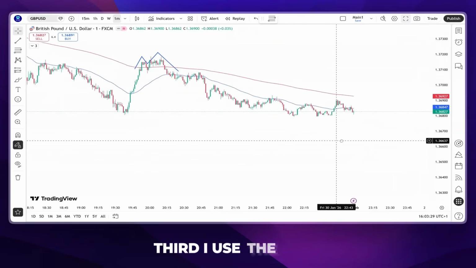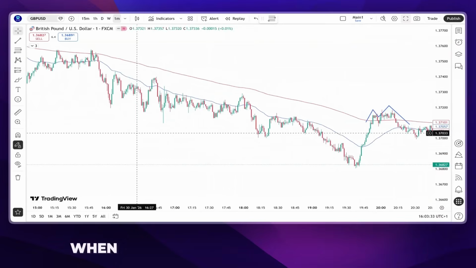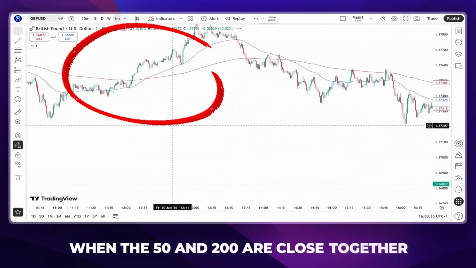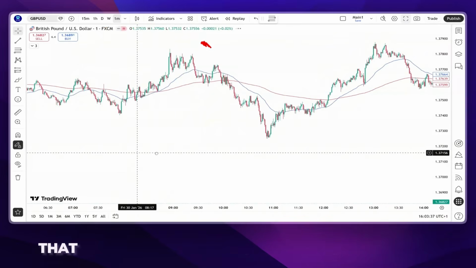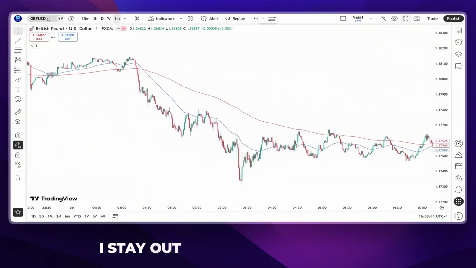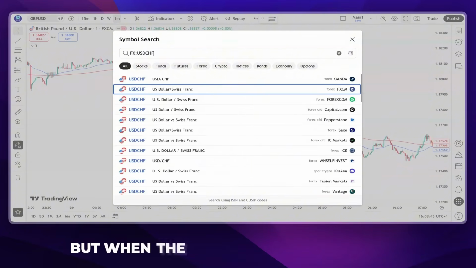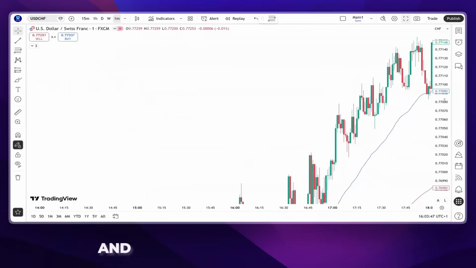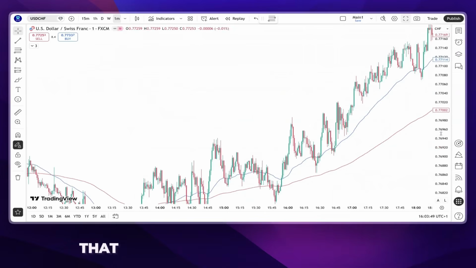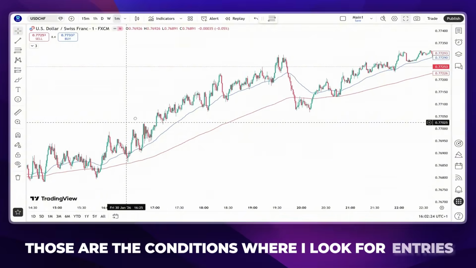Third, I use the EMAs to understand momentum and trend strength. When the 50 and 200 are close together or crossing frequently, that tells me the market is choppy and ranging. I stay out. There's no clear trend, so there's no clear trade. But when the 50 and 200 are wide apart and sloping in the same direction, that tells me we have a strong trend. Those are the conditions where I look for entries.